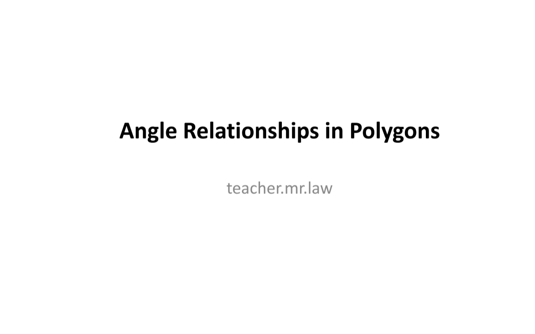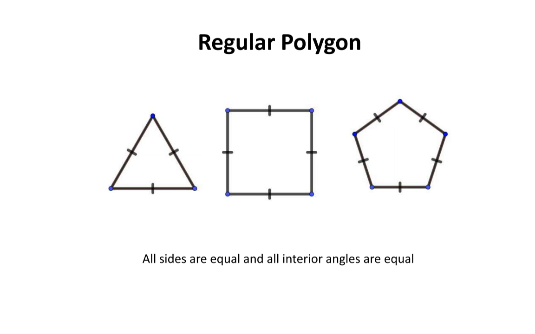In today's lesson, we'll be learning about angle relationships in polygons. Polygons are shapes with three or more sides. However, regular polygons are special. For regular polygons, all sides are equal and all interior angles are equal. And you can see that indicated with these little symbols here.